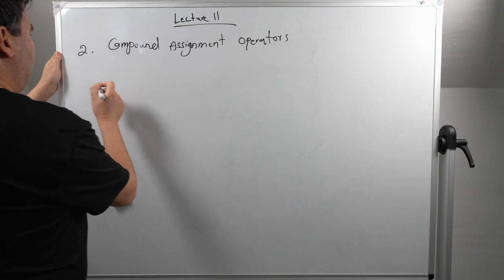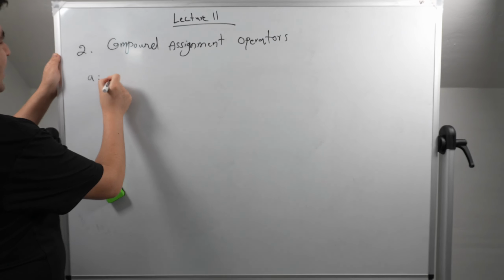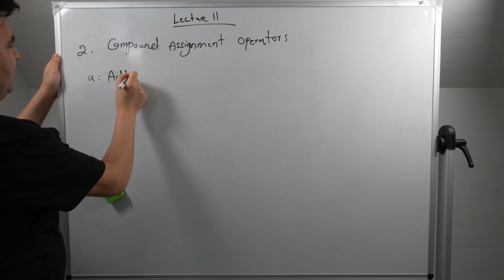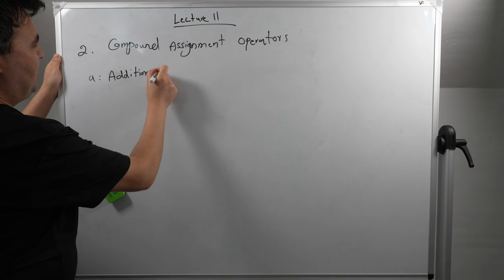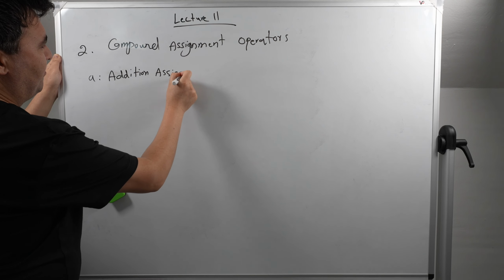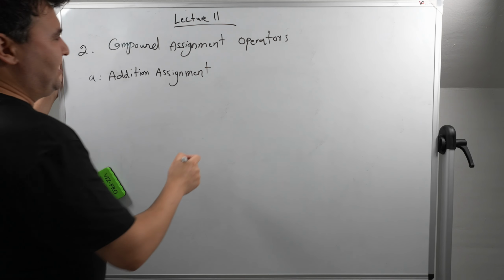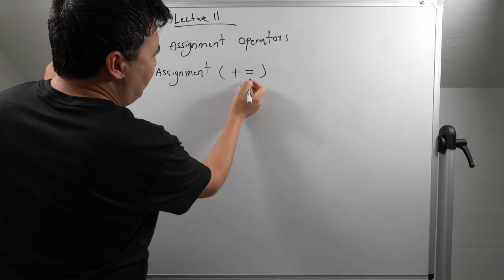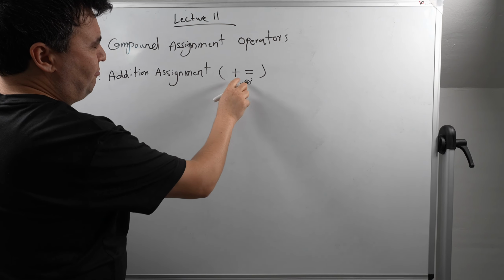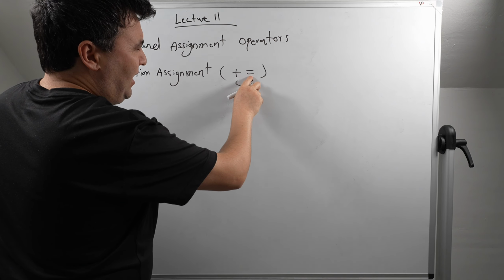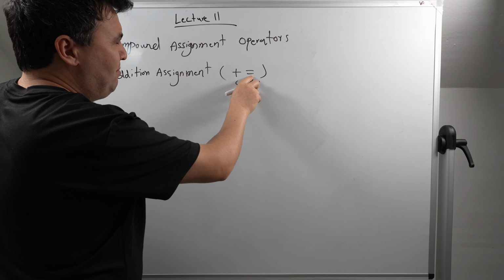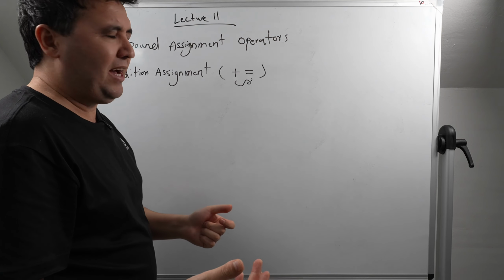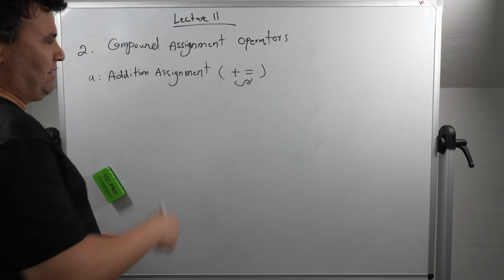So we have first addition assignment, and the symbol is plus equal. You see, we have two operators. We have the plus or addition operator, and it's combined with the equal operator. It means it is used to add a value to the variable and assign the result to that variable.